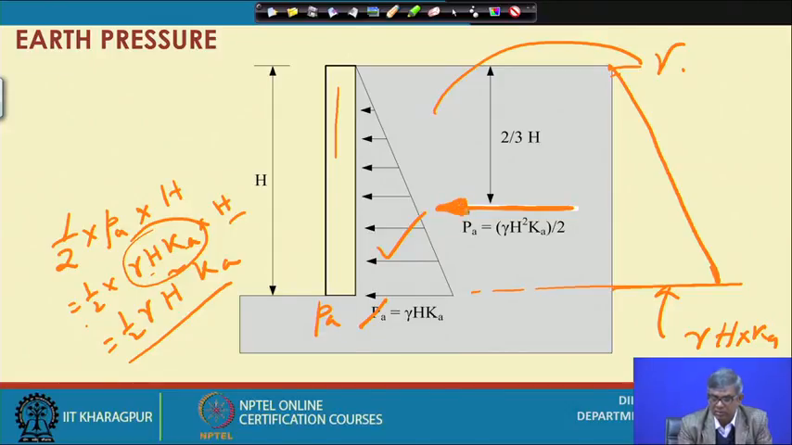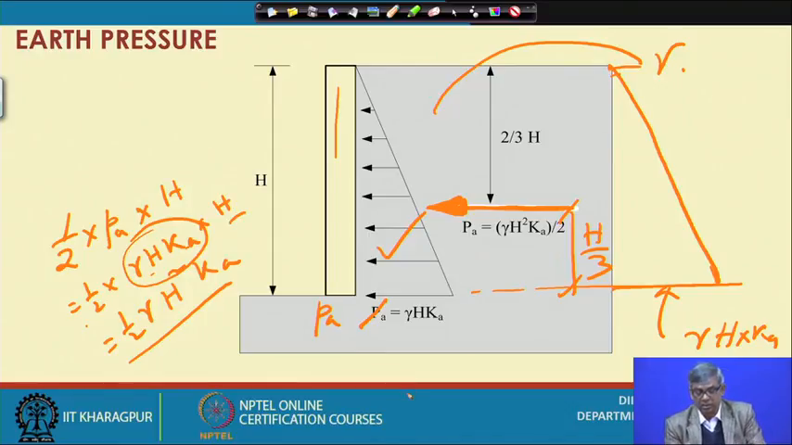So, when we convert a triangular pressure to a thrust, it also has to act at a particular point, then only it will be equivalent. So, we can also find out the point of application. When there is a triangle, that force must be acting through the centroid of the triangle, which will be at 1/3 height from the base. So, from here, from the base, H by 3 distance it will be.